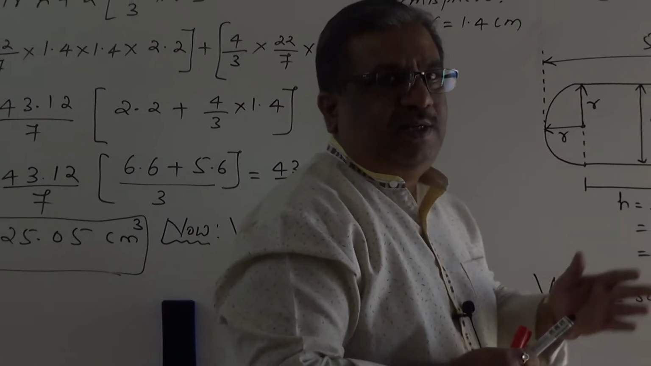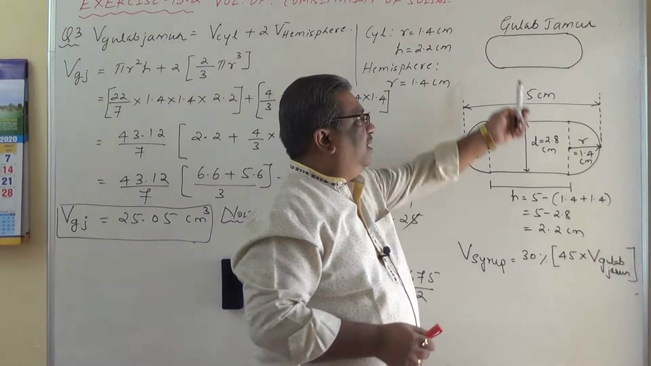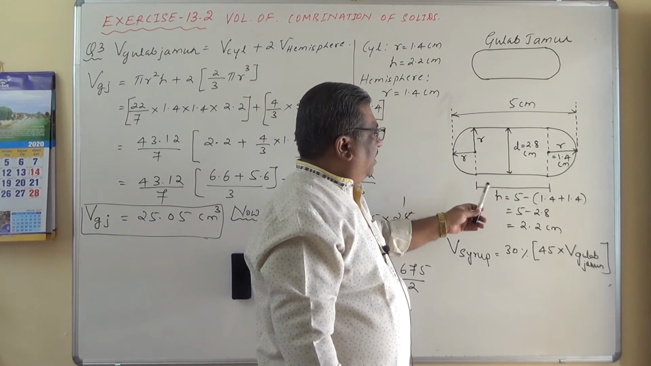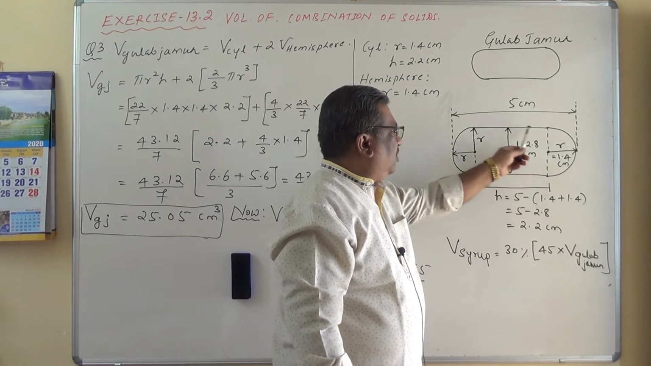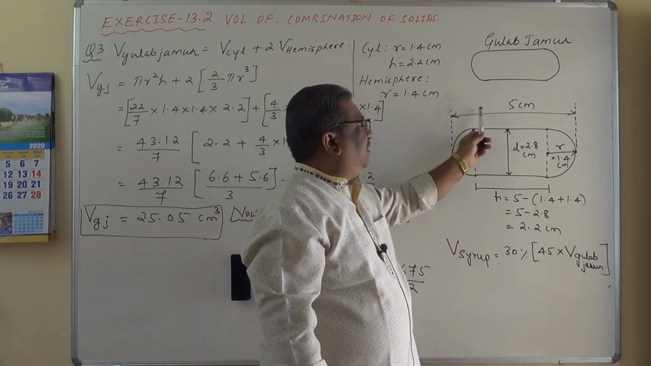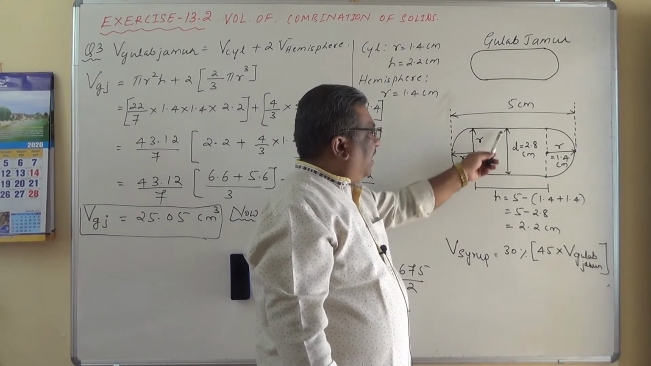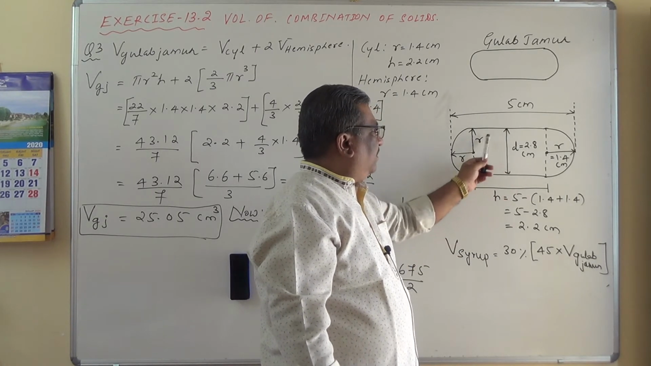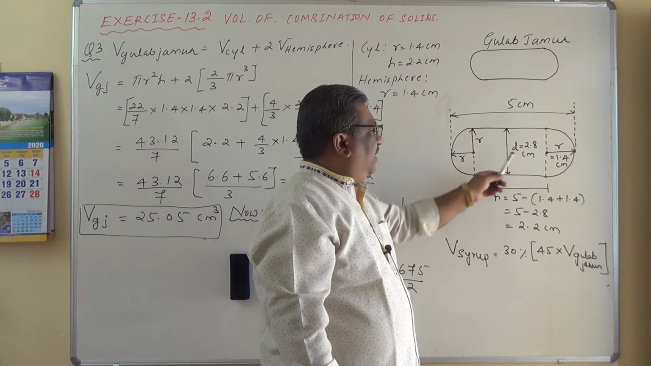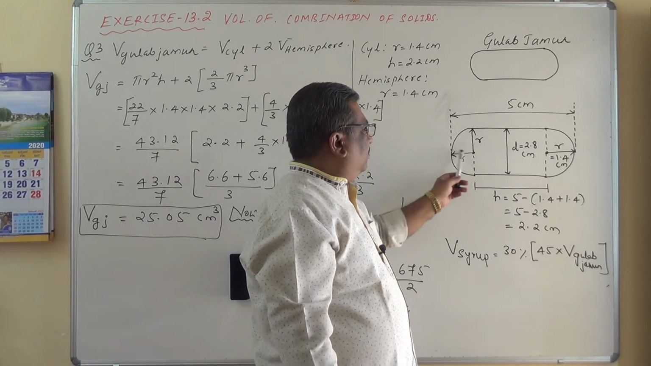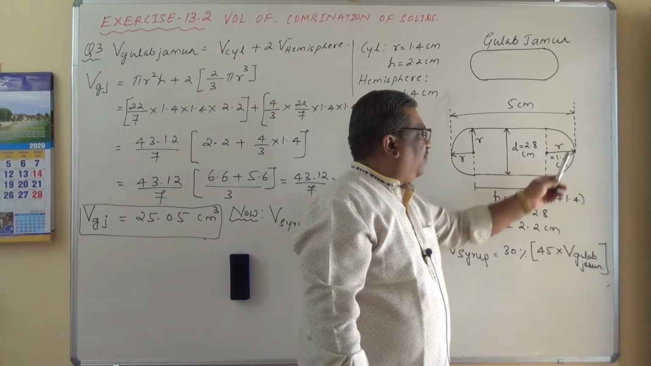So here you can see the shape also. This is the gulab jamun shape which is given, which can be divided into a cylindrical portion and 2 hemispherical ends. The total length is 5 cm and the diameter is 2.8 centimeter. If the diameter is 2.8, the radius of the cylinder as well as the hemisphere is half of 2.8, which is 1.4 centimeter. And here this is 1.4 and this is also 1.4.